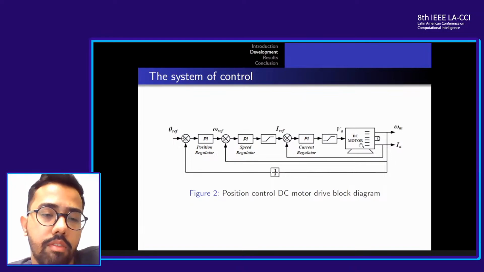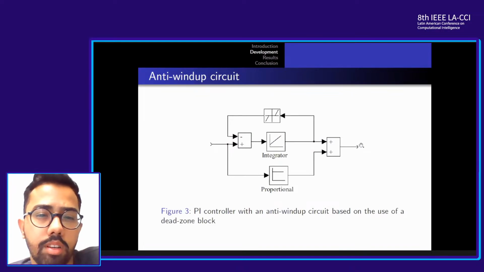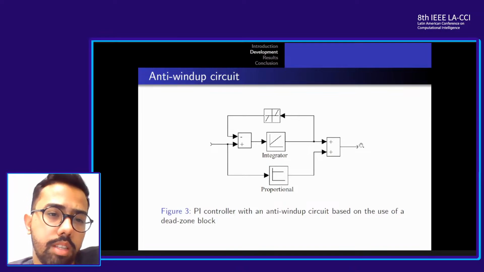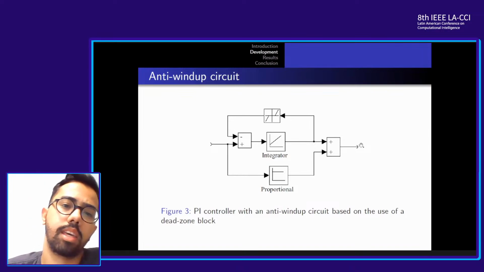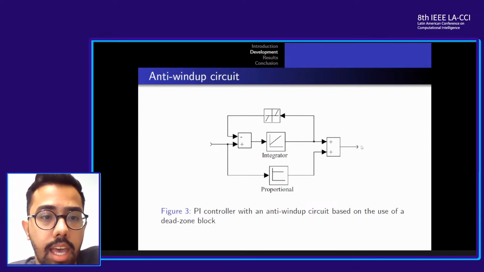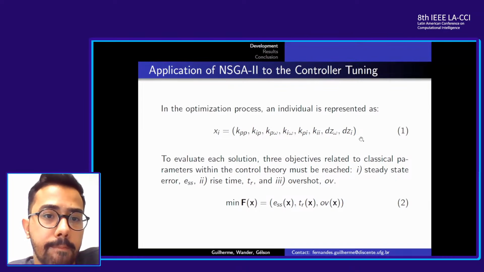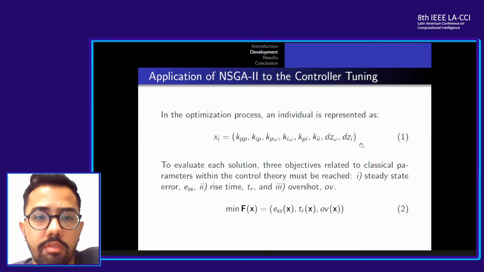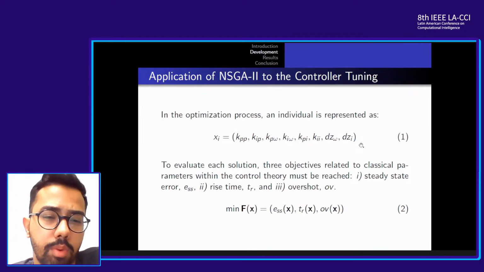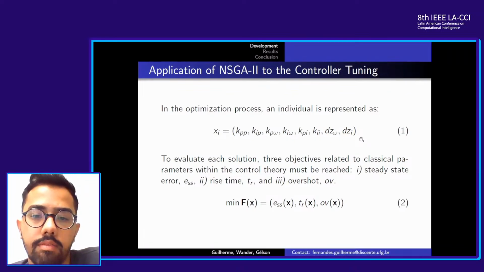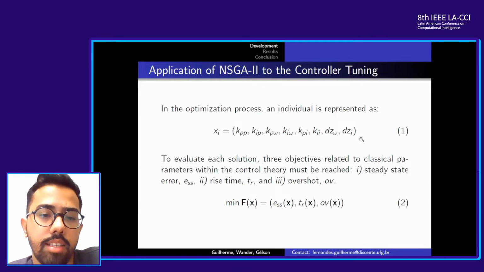Figure 3 shows one of the basic anti-wind-up circuits as proposed in the literature. It uses a dead zone block to limit the integrator's action. In the application of the NSGA2 to the controller tuning, each individual is an 8-column vector. The first 6 columns represent the proportional and integral gains of the PI controllers, whereas the 2 remaining ones represent the dead zone block window limit. To evaluate a solution, 3 objectives related to classical parameters within control theory must be reached: steady state error, rise time, and overshoot.